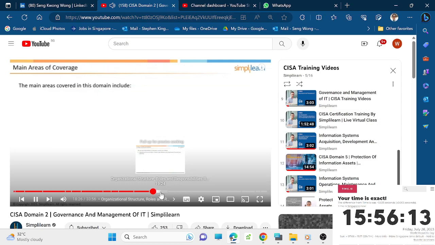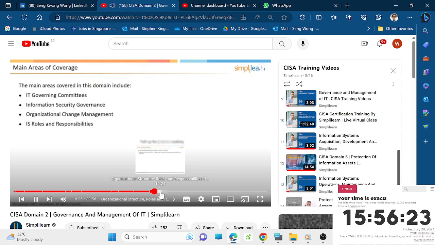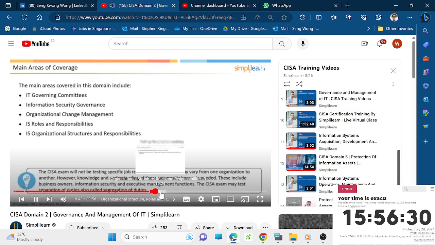The key coverage areas for this knowledge area include IT governing committees, information security governance, organizational change management, IS roles and responsibilities, and IS organizational structures and responsibilities. Note that the CISA exam will not be testing specific job responsibilities, as they may vary from one organization to another. However, the CISA candidate may be tested on the roles and responsibilities of business owners, information security and executive management functions, as they are universal functions.